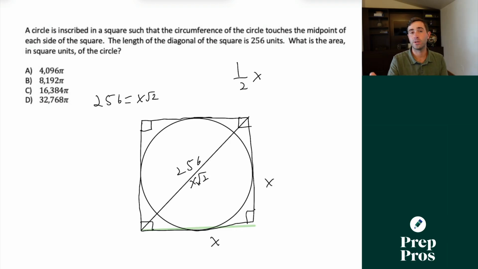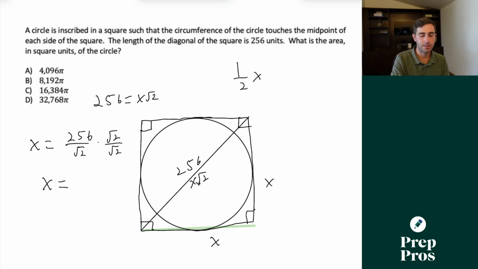2. We want to solve for x, so we want to divide out the root 2. When we do that, we'll get that x equals 256 over root 2, and now we want to rationalize this. So we're going to multiply it by root 2 over root 2, and this will give us that x is equal to 256 root 2 over 2, or x is equal to 128 root 2.